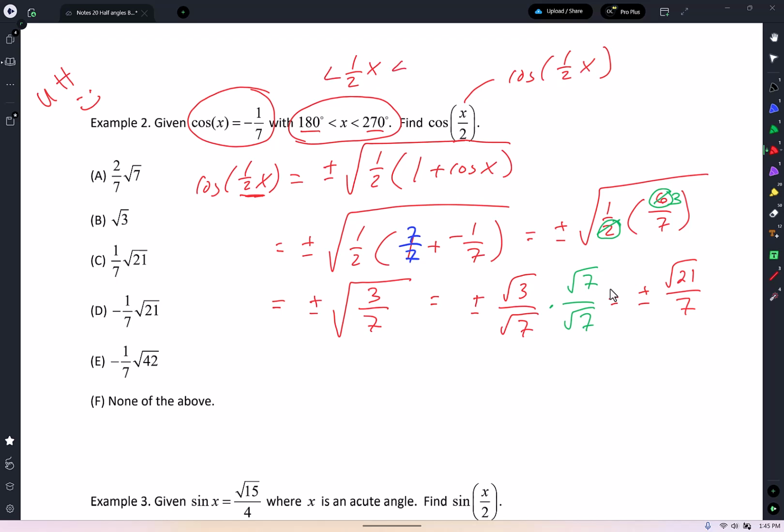So what's half of 270? 135. What's half of 180? 90. And it just so happens that it's still negative, because in quadrant 2, cosine is negative. Does that make sense? So my answer is negative 1/7 with a square root of 21 on the side. This is how UH has it.